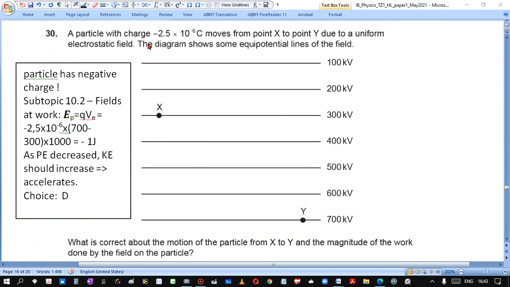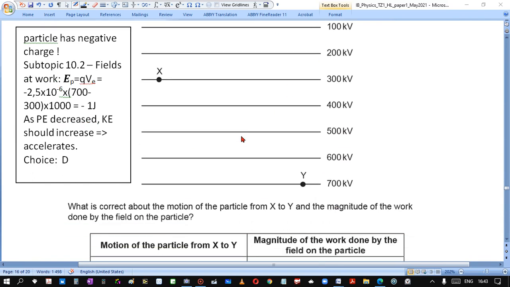Question 30. A particle with charge minus 2.5 times 10 minus 6 coulomb moves from point X to point Y due to a uniform electrostatic field. The diagram shows some equipotential lines of the field. What is correct about the motion of the particle from X to Y and the magnitude of the work done by the field?